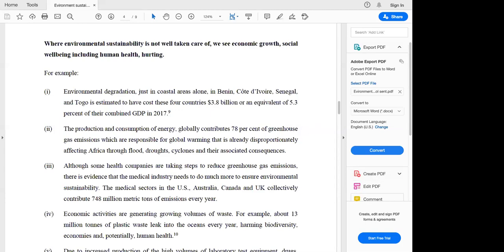And we also know that because of the economic activity that we are involved in, we are generating a lot of waste. For example, 13 million tons of plastic waste get into our oceans every day and harm our very environmental resources, the economies, and potentially our own health.